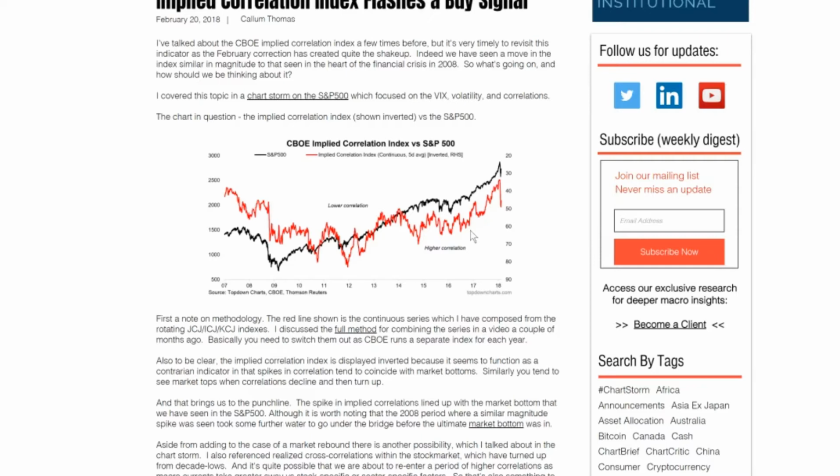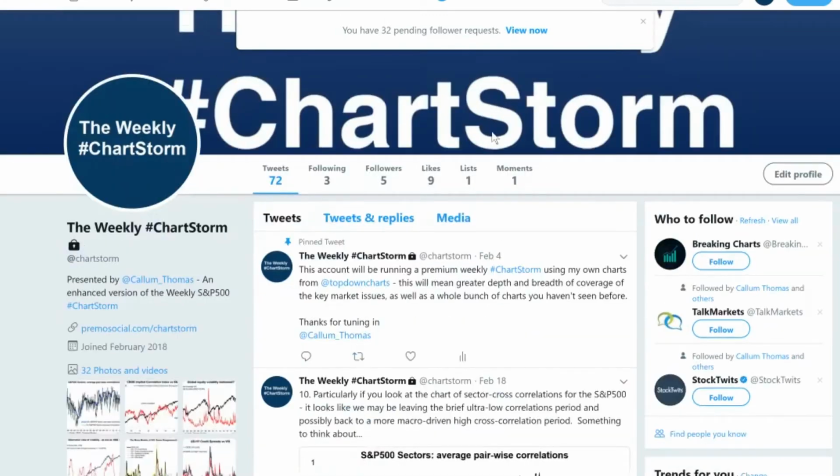The other thing I would mention too, and that would draw me into the other charts that I mentioned that I was going to show you, is how what this may actually even be is just the start of a return to a higher level of correlations. And so at this point we'll jump over to here, and this is the weekly chart storm.